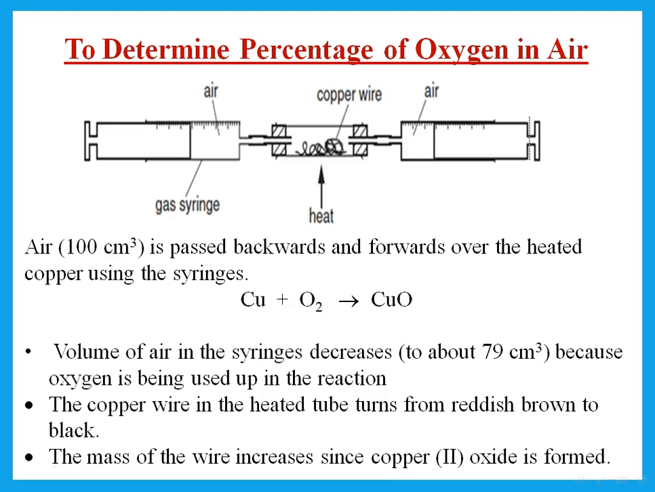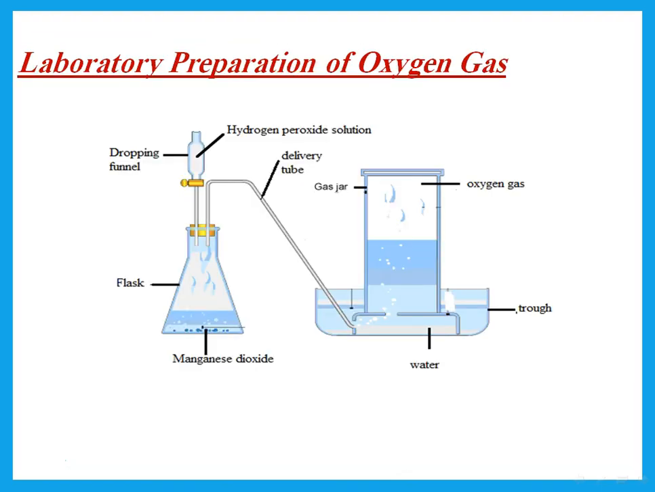So he has air in two syringes. He's passing the air over heated copper, so the copper will react with the oxygen, and then he determines how much the decrease in the volume of air is. The decrease in the volume of air would be the volume of oxygen that was present. How do we prepare oxygen?